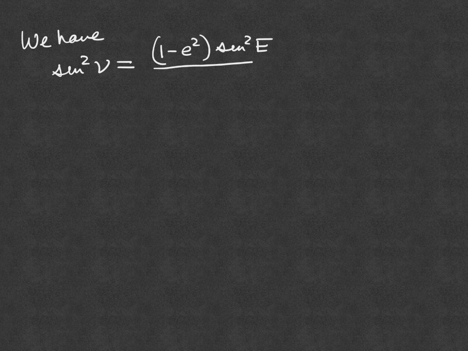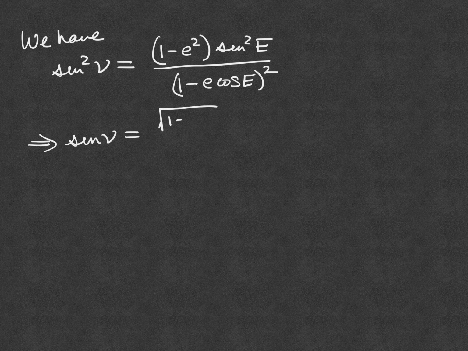So we have sine squared nu is equal to (1 minus e squared) times sine squared E, all divided by (1 minus e cosine E) squared. So that implies that the sine of nu is equal to the square root of (1 minus e squared) times the sine of E, all divided by (1 minus e cosine E).